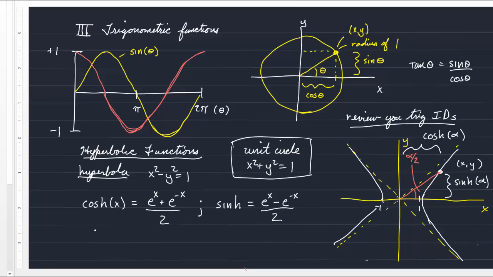And as we like our trigonometric functions, we have a hyperbolic tangent of x, and that's equal to sinh x divided by cosh x. And I'll remind you that our tangent of theta for the trigonometric function is equal to sine theta over cosine theta.